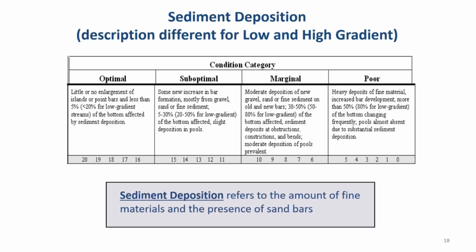If it's between 5 and 30%, you would be in the suboptimal range. If you have 30 to 50% deposition, then you would be in marginal, and greater than 50%, you would be in the poor range of the condition.